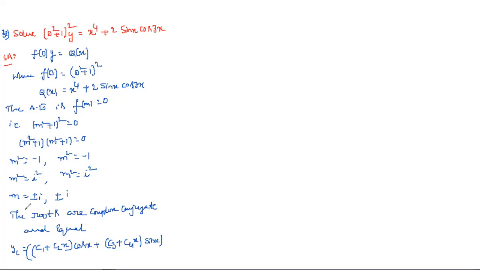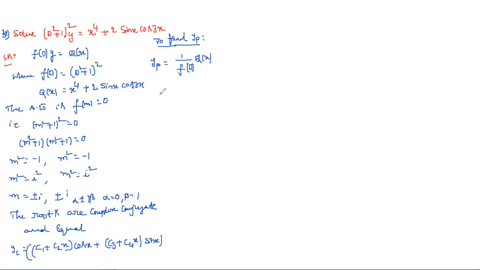Here this is in the form alpha plus or minus i beta, where alpha is 0 and beta is equal to 1. Here e power alpha x is e power 0x, which is obviously 1. So this is the complementary function. Now we need to find the particular integral. For that, yp is equal to 1 by f of D into Q of x.